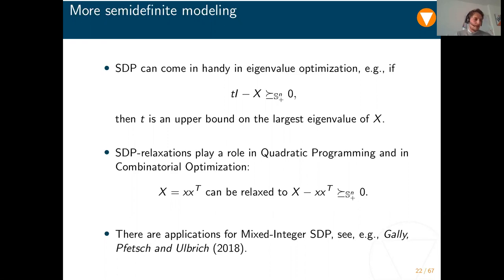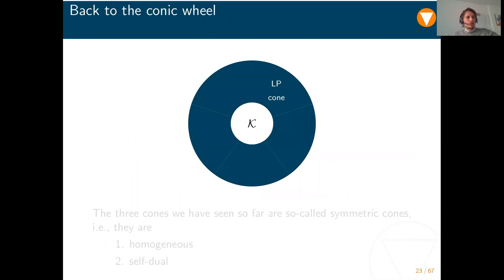So there's certainly also a lot of applications for SDPs. Okay, so now let's go back for some minutes to the conic wheel. We have added two conic building blocks to this wheel. So now we have three cones: LP cones, quadratic cones, and SDP cones.